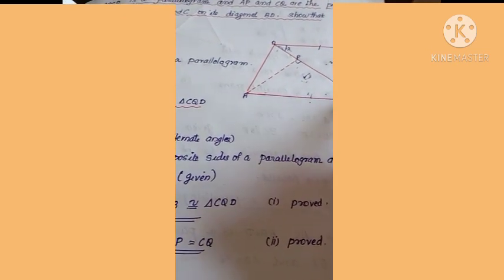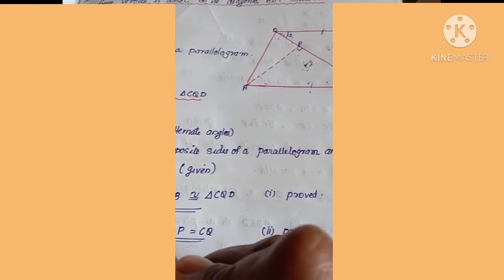And listen, AB side and CD side. These two sides are equal because ABCD is a parallelogram. And listen, angle APB and angle CQD. These two angles are 90 degrees. So we have two angles and one side.